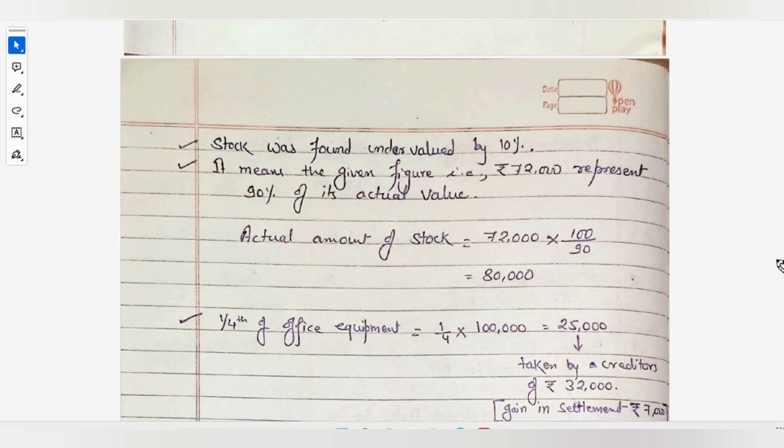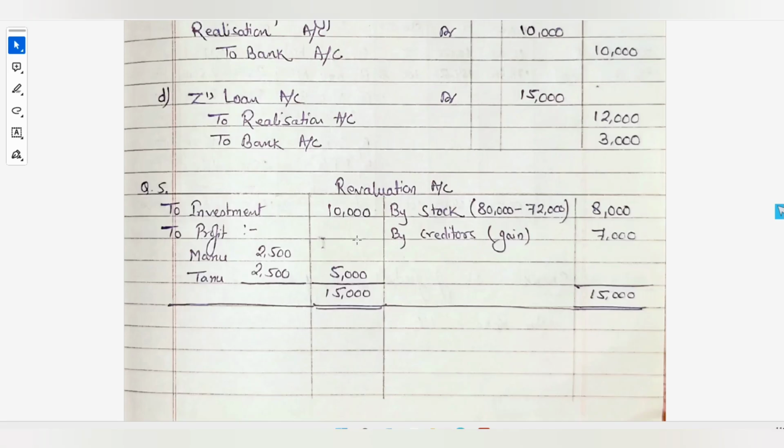Now we can conclude that the actual amount of stock was 80,000 and it has been written in the balance sheet as rupees 72,000. That means 8,000 has been undervalued. Now because of undervaluation of the assets, while recording in the revaluation account, it will be recorded as a gain, because we have to increase the amount of stock by that amount, that is rupees 8,000. So it will be transferred on the credit side by rupees 8,000.